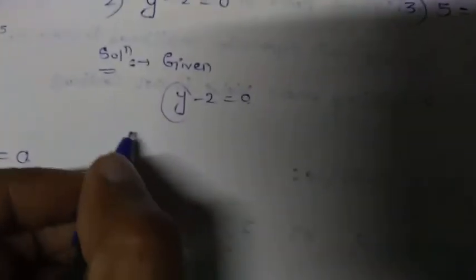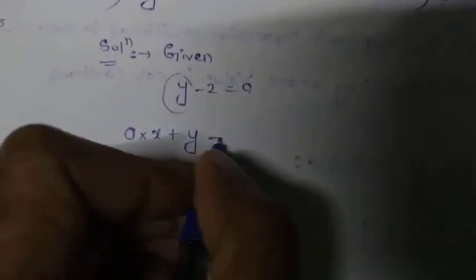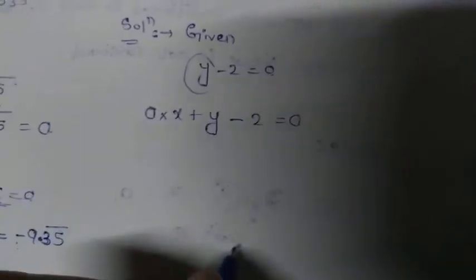So moving on to the next problem, that is y minus 2 equals to 0. Again, first write down whatever they have given. Y minus 2 equals to 0. Since we have only one variable, how do you express this particular equation as a linear equation in two variables? It is quite easy. Just write down 0 into x plus y minus 2 equals to 0. Right? 0 into x is nothing but 0 again. Again you will be getting y minus 2 equals to 0.